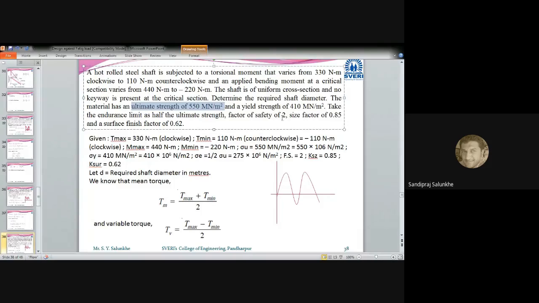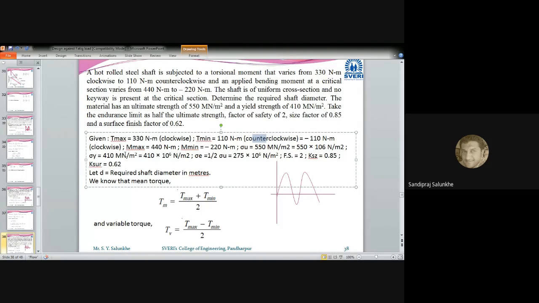Then the size factor is 0.85 and the surface finish factor is 0.62. This is what the problem statement is. Now all the given data has been mentioned over here. That is, T max is 330 Newton meter clockwise, T minimum is 110 Newton meter anti-clockwise, that is minus. We are going to consider clockwise as positive and anti-clockwise as negative.